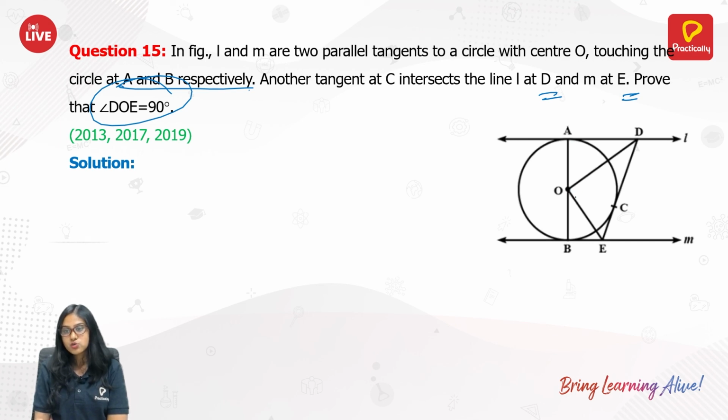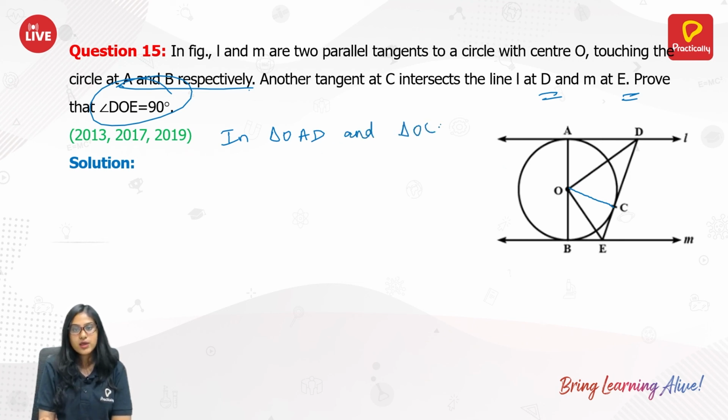Just join this OC, okay? Join this OC and take triangle OAD and triangle OCD. We know that OC equals to OA. Why? Radius. OD equals to DO, obviously, and AD equals to DC. Why? D is an external point. DA and DC are the tangents drawn to the circle. So these are equal. Correct.